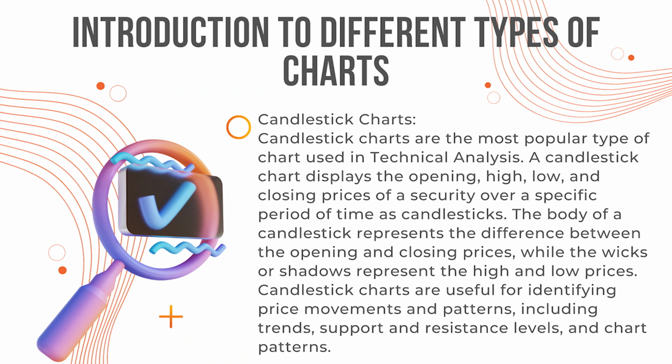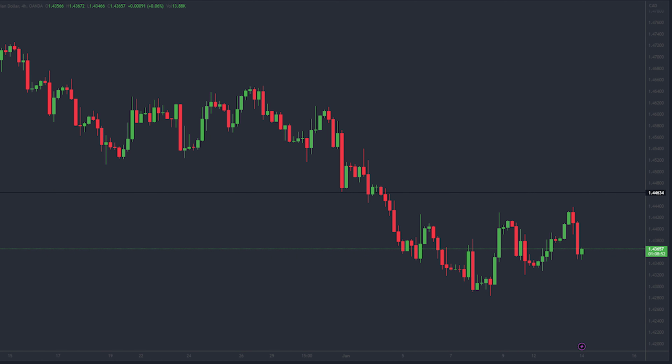Candlestick charts. Candlestick charts are the most popular type of chart used in technical analysis. A candlestick chart displays the opening, high, low, and closing prices of a security over a specific period of time as candlesticks. The body of a candlestick represents the difference between the opening and closing prices, while the wicks or shadows represent the high and low prices. Candlestick charts are useful for identifying price movements and patterns, including trends, support and resistance levels, and chart patterns.